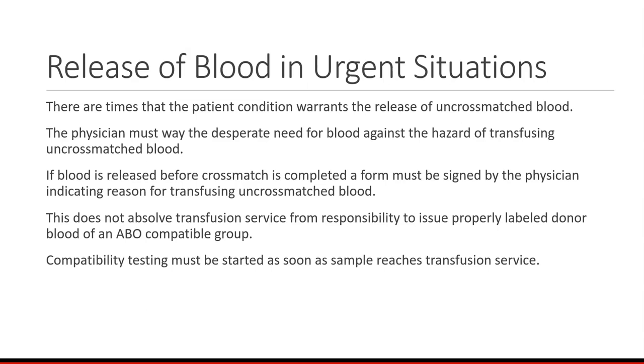If a patient's bleeding to death, I'm not going to wait for a form in order to release this blood for this urgent need. We can get all the paperwork done after the fact. This does not absolve the transfusion service from the responsibility to issue properly labeled donor blood of an ABO compatible group. Again, what is the universal donor for red cells? O negative. What is the universal donor for plasma? It's AB. So we have to make sure that we issue ABO appropriate components for the situation.